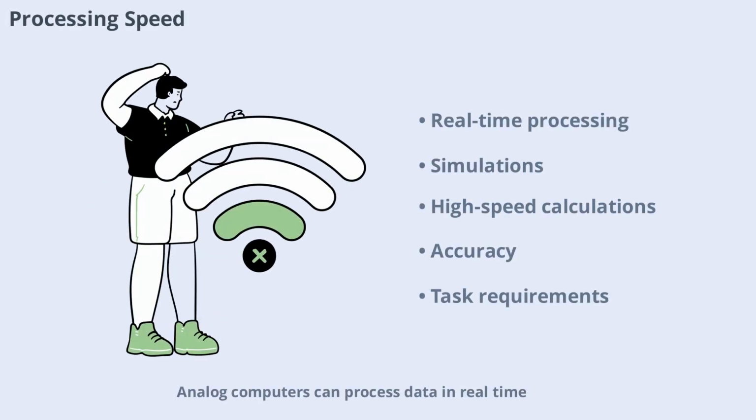Analog computers can process data in real time, making them ideal for simulations and control systems. Digital computers, however, can perform billions of calculations per second, making them perfect for tasks that require high speed and accuracy. The choice between analog and digital often depends on whether real-time response or computational power is more important.